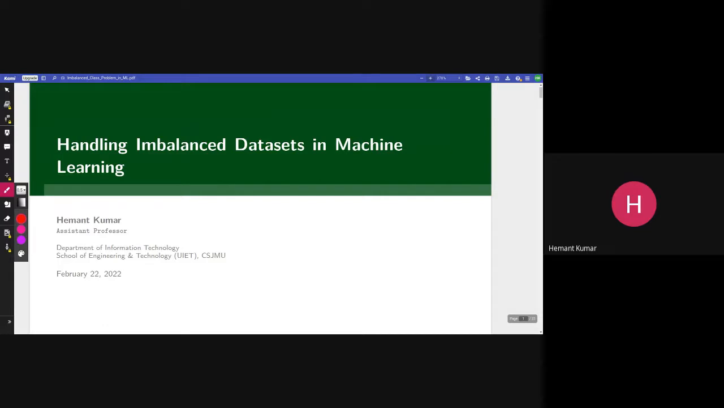So, good afternoon. Today we will take a session on handling imbalanced data sets in a machine learning problem, or basically imbalanced classes problem in machine learning. Before we start with the imbalanced data set, first we take a scenario of a machine learning problem. Just say that we have our data.